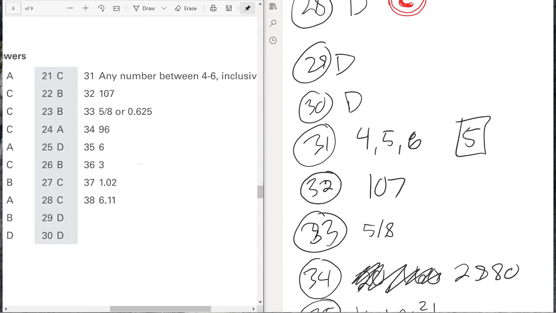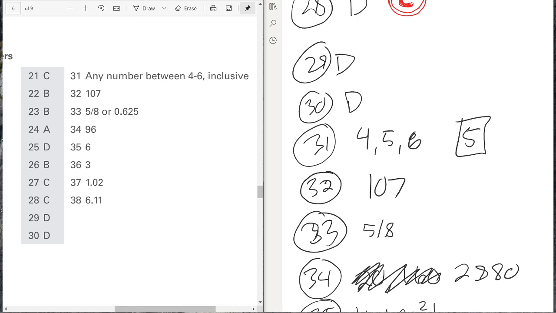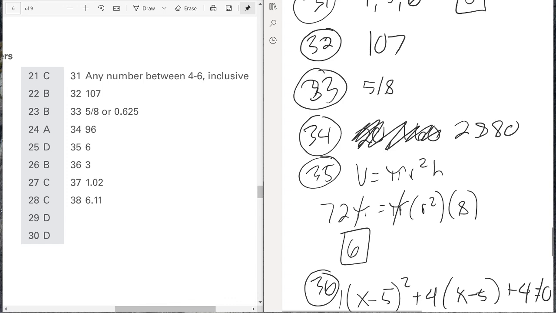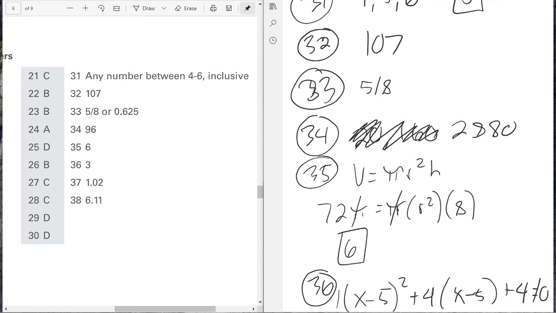31, any number between 4 to 6, inclusive. So I got that right. 32, 107, 5 eighths, 2880 for 34. What? 96? 96. What? 30-minute intervals. Did I still not do that right? Did I still go way above the number I was supposed to go? I feel really dumb now. Yeah, because it was 2, and it's just 24. Maybe 48, and then times it by 2. Yeah, what was I thinking? I was really dumb.